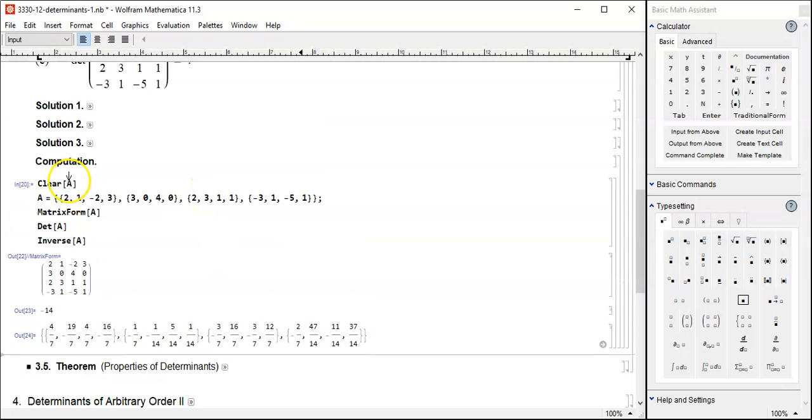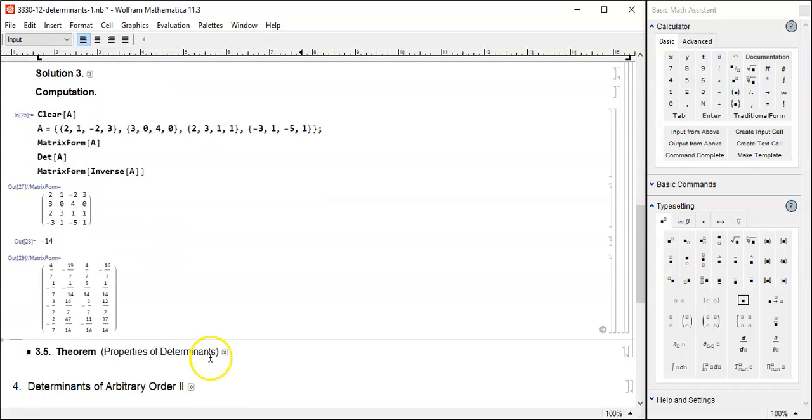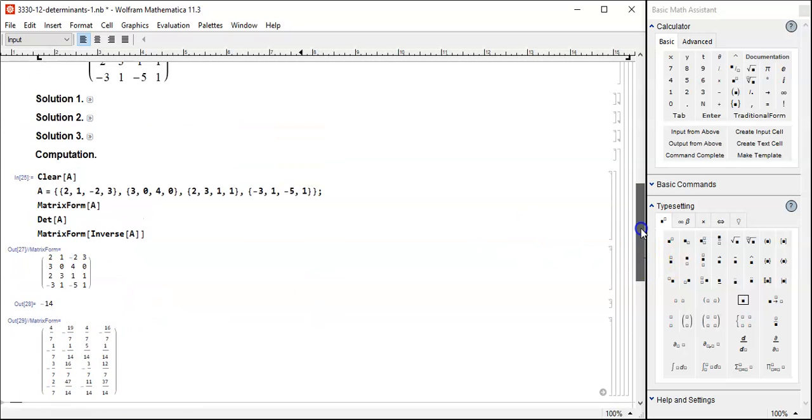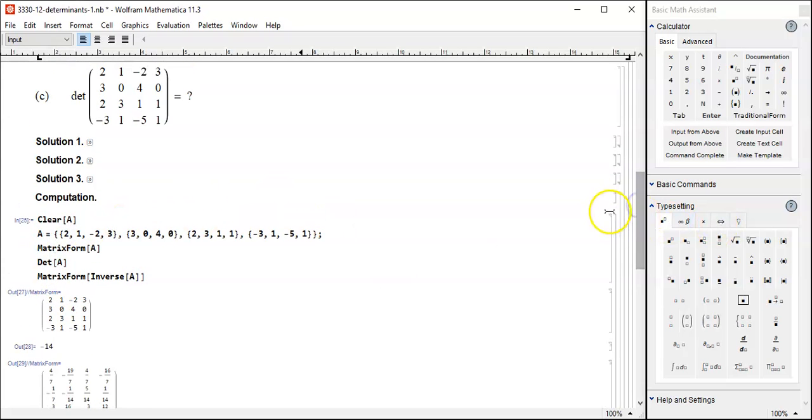It's hard to read, so I'm going to ask Mathematica to show me in matrix form. And that's the inverse matrix in matrix form. And these are all useful commands.